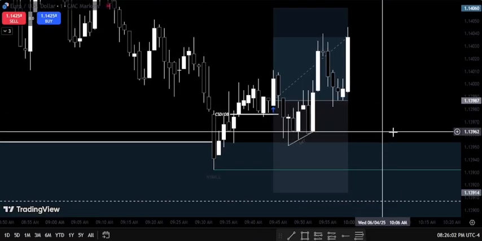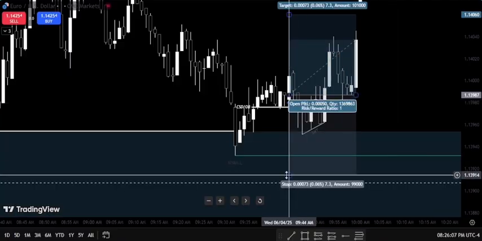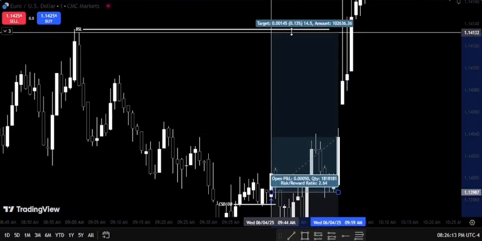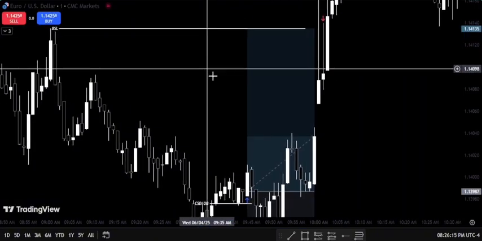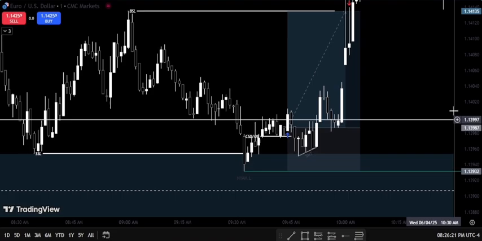And then my stop was at this resting New York AM low with my forward take profit at that resting 15-minute high. So this is what the trade looked like.